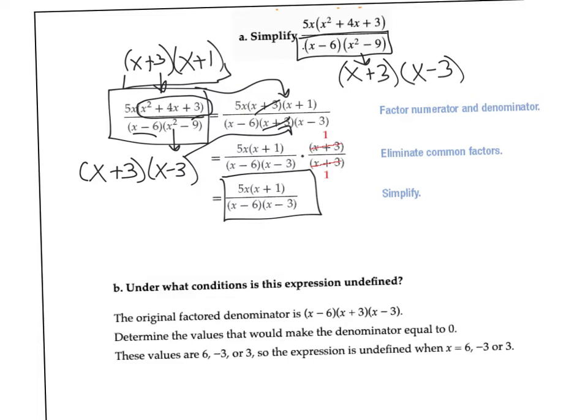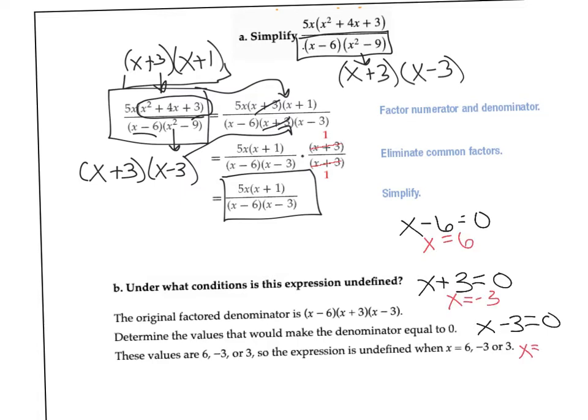So just an example. So we have x minus 6, we're going to set that equal to 0, x plus 3 equals 0, and x minus 3 equals 0. All right, and then we just do the algebra to get the x by itself. So that will leave me with x equals 6, x equals negative 3, and x equals 3. So these are the three places, the three values that would make this expression undefined.